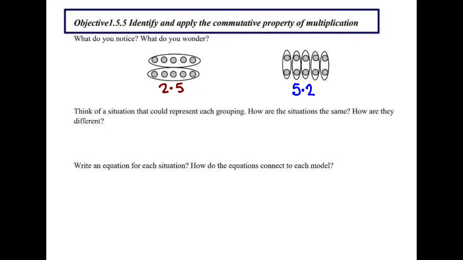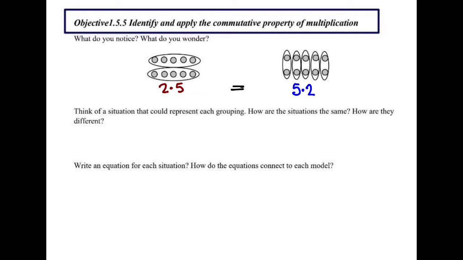Either way, those are going to be the same thing, aren't they? They're both equal to the 10 that we started with. They just grouped them differently. So the next section says, think of a situation that could represent each grouping. How are they the same? How are they different? Let's not worry about that too much. The idea is just grouping them together differently doesn't change how many there are, does it?